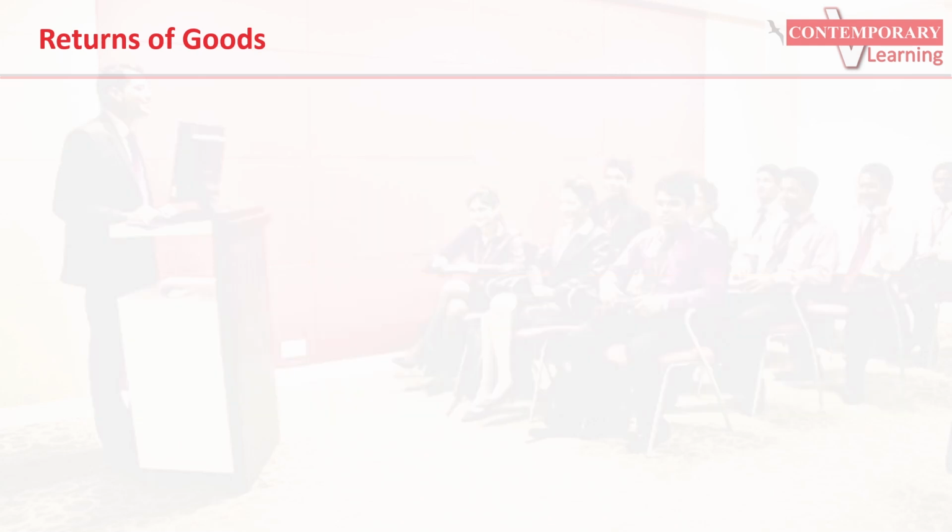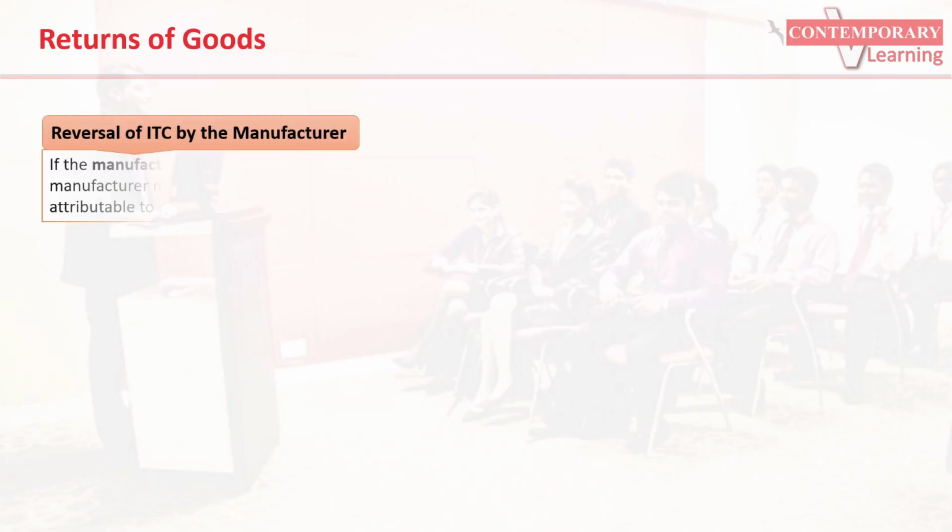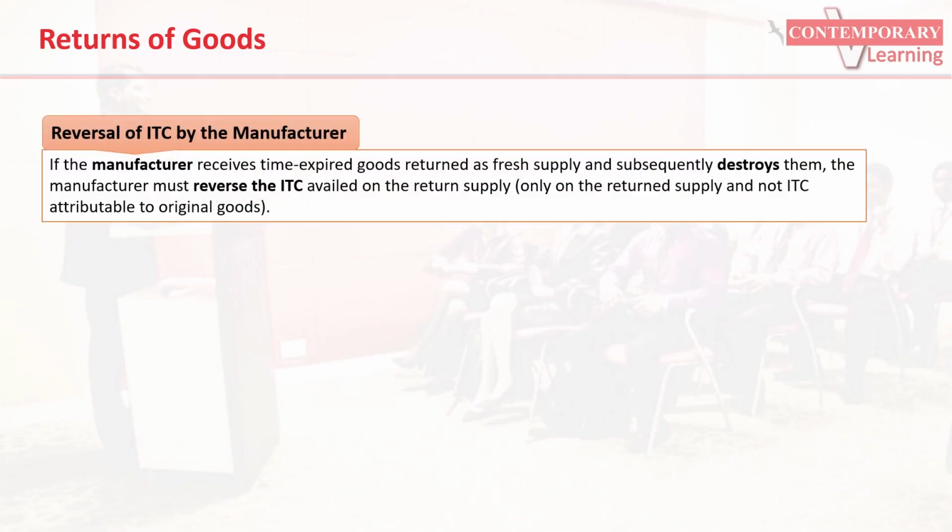Now, here's an important point for manufacturers. If you receive time expired goods as a return and subsequently destroy them, you must reverse the ITC you claimed on the return supply. Note that this reversal applies only to the returned supply, not the original goods.